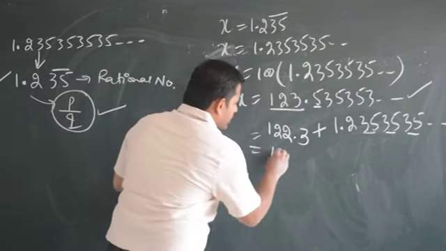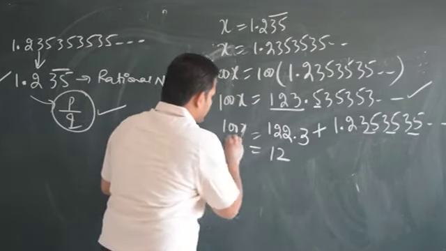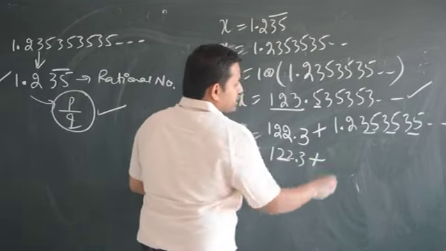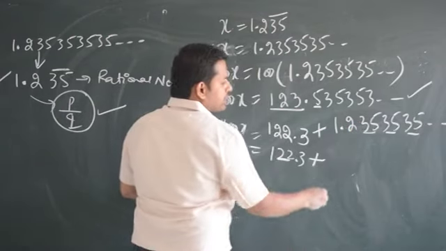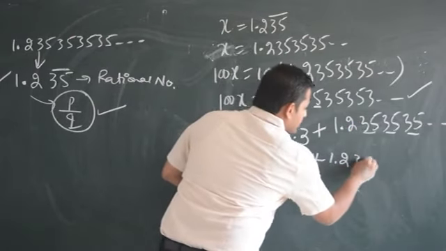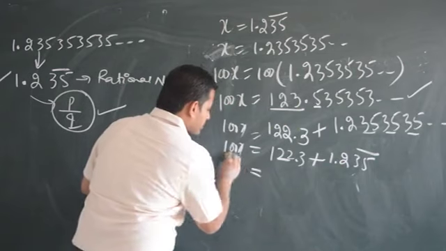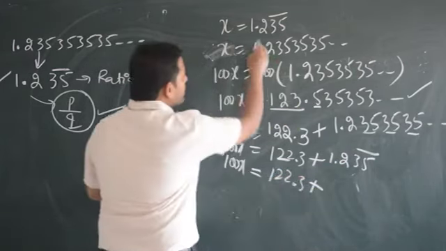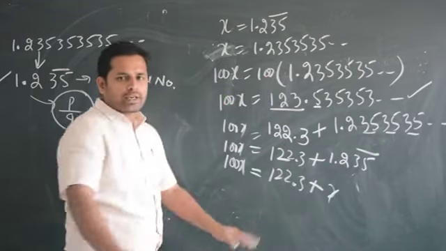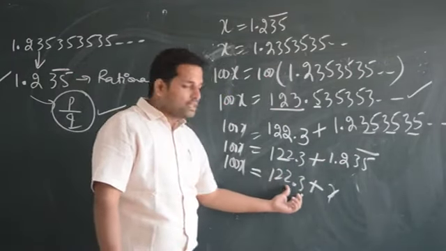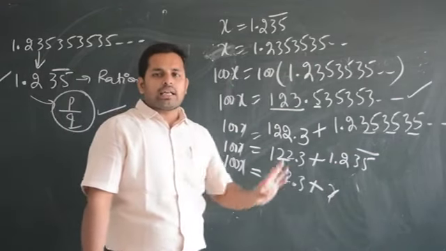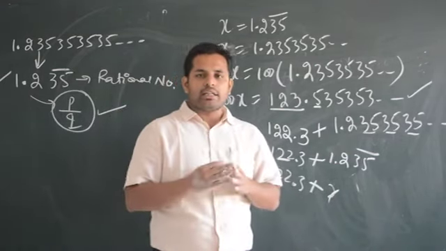Then afterwards how can I write it? I can write 100x, which will keep on continuing: 122.3 plus 1.235, which can be written as 1.235 bar. So 100x is equal to 122.3 plus x. Done, over. So 122.3 can be written as 1223 divided by 10. Then you can do other calculations and the answer will be with you.